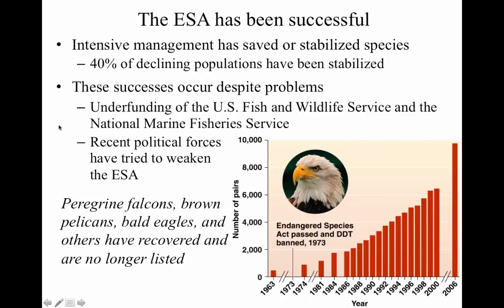The U.S. Fish and Wildlife Service and the National Marine Fisheries Service are responsible for trying to make sure animal species don't go extinct, but they're not funded very well. And there have been political forces trying to weaken it, people who are in favor of developing the economy without concern for the environment. And because of what we previously talked about, DDT, falcons, pelicans, and bald eagles were all endangered at one point because of DDT.